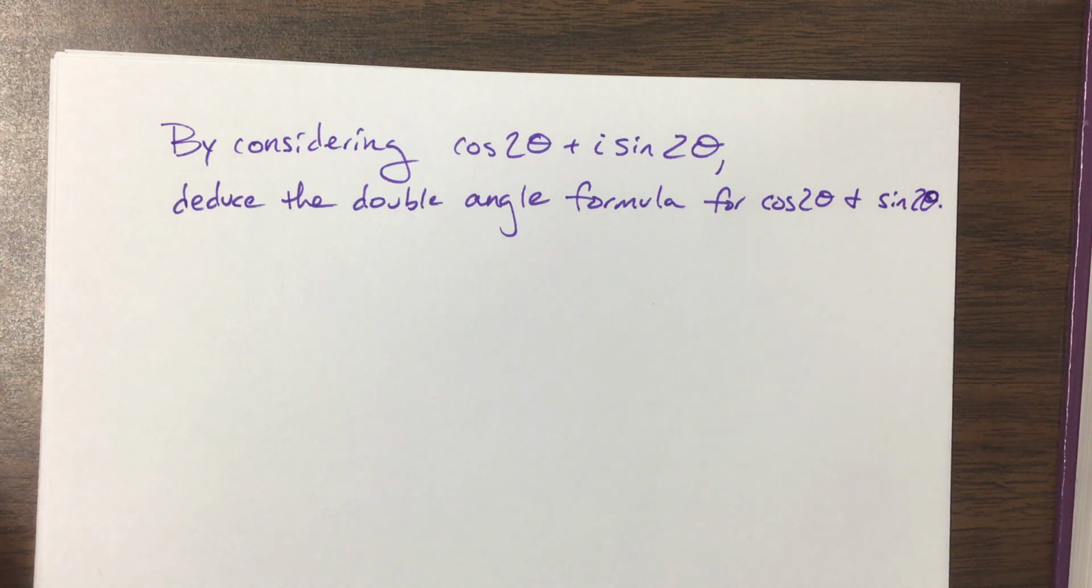Okay, we're going to use DeMoivre's theorem to address this problem. They say, by considering cosine 2 theta plus i sine 2 theta, deduce the double angle formulas for cosine 2 theta and sine 2 theta.